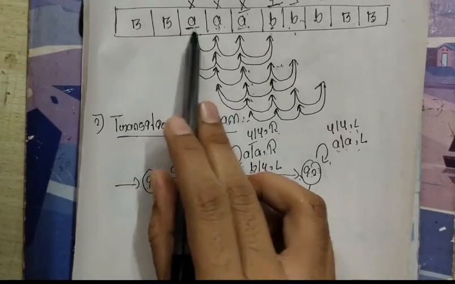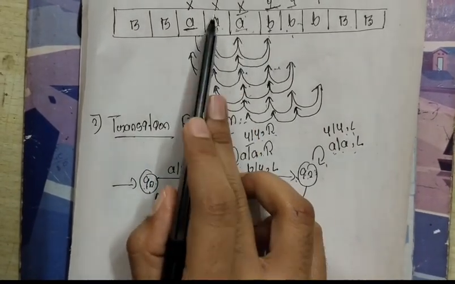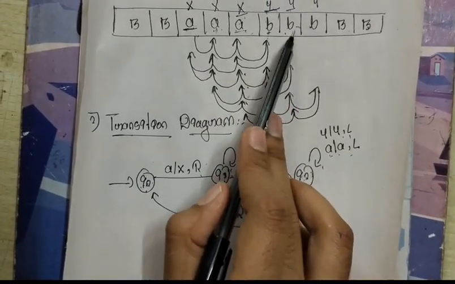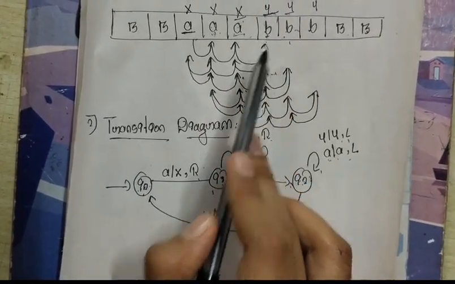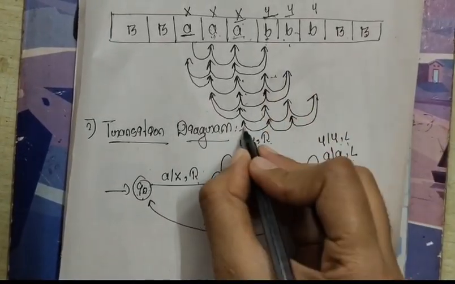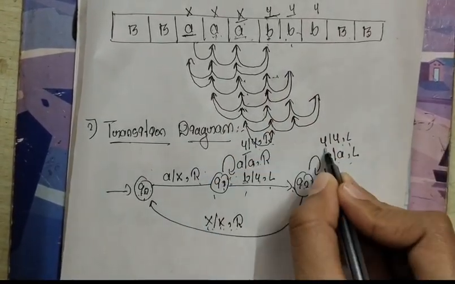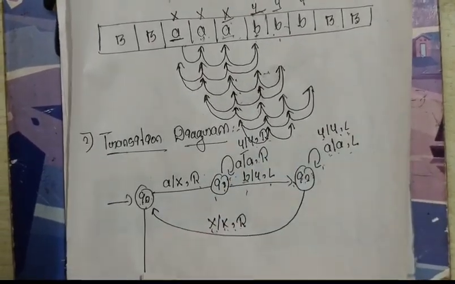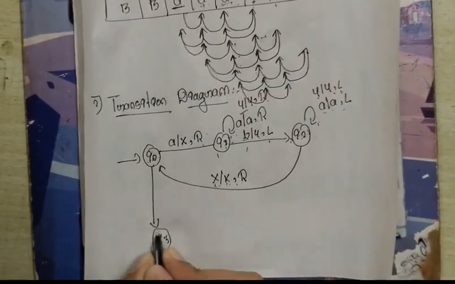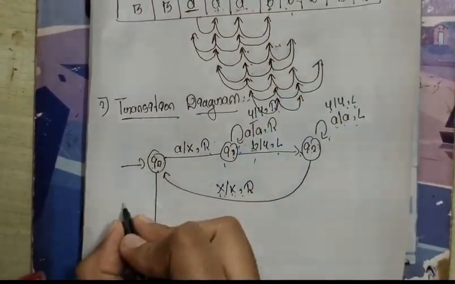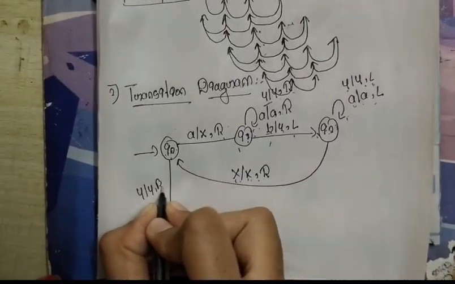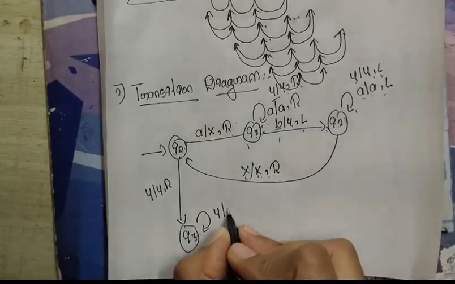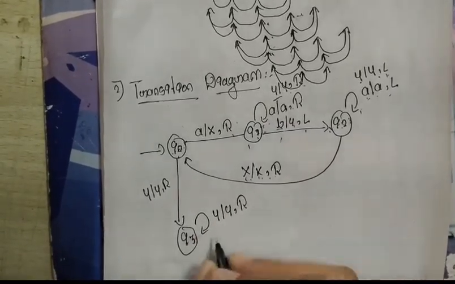This is fine. Finally we have completed all three a's replaced with x. Now we will think about the b's. We will check whether all b's are replaced with y or not. The first b is completed. Here y is replaced with y and l and it is moved towards the right. This is our q3 state. Here y is replaced with y and move towards the right, and in q3 state y is replaced with y and move towards the right.